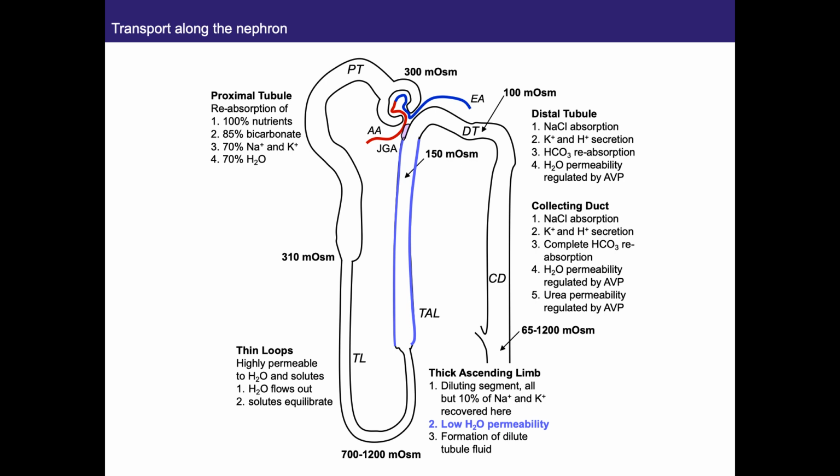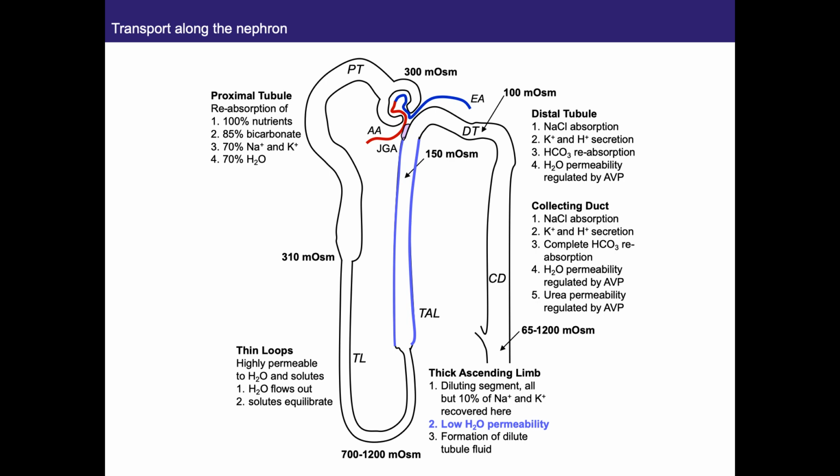All right, so let's take this particular diagram that we've seen in the past, right? This is our tubular tour. And what I want you to focus on is the loop of Henle. I'm going to give you a different diagram now to show you how exactly the osmotic gradient is actually established.